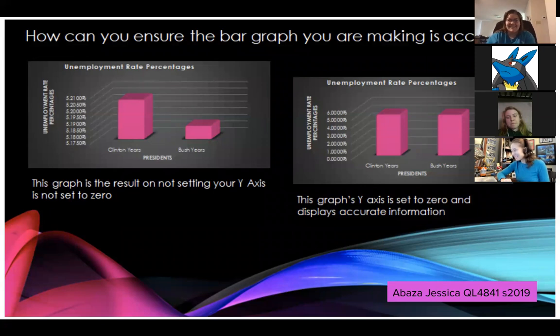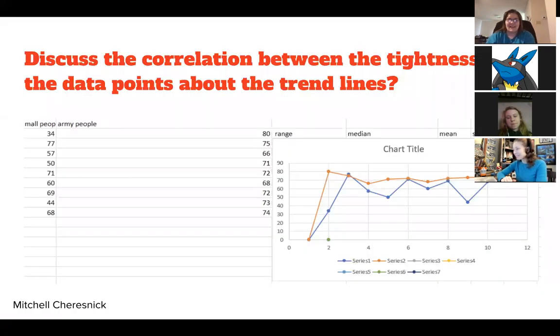Thanks, Abaza. Mitch, can you ask the next question? Ruby can ask it. Discuss the correlation between tightness of the data points about the trend lines. The points are pretty close together. The Army recruits are much more leveled. The armed people are more similar than the random sample from the mall. More similar. Good descriptive word, Mitchell. Thank you. You're welcome.